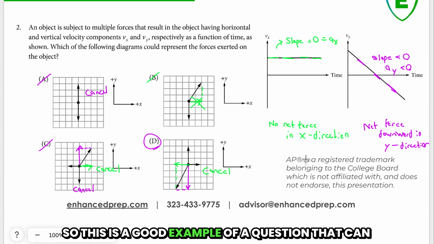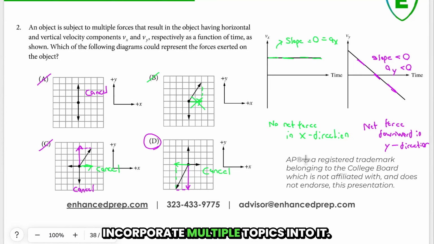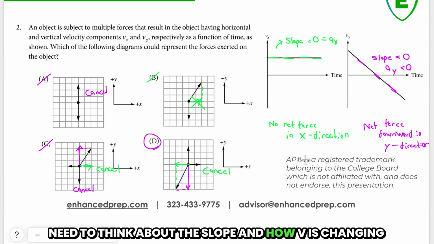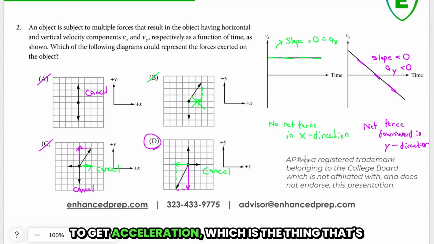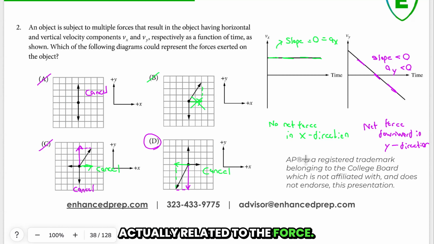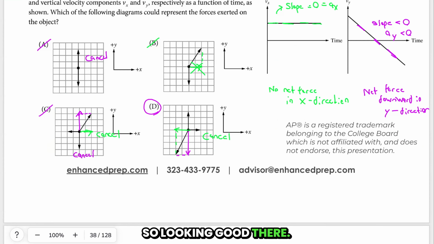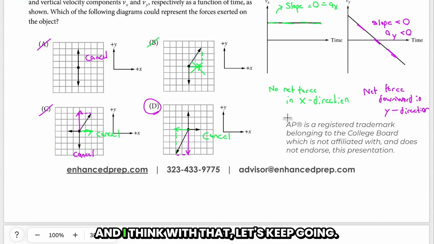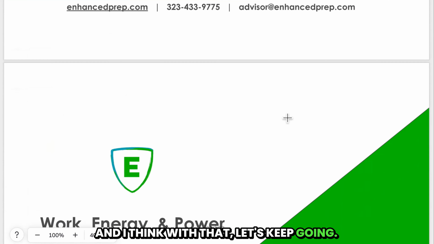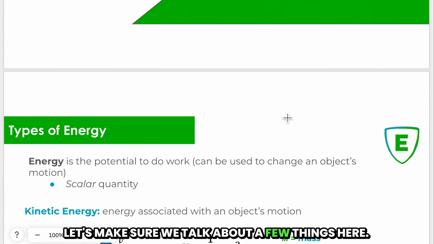So this is a good example of a question that can incorporate multiple topics into it. You need to think about the slope and how v is changing to get acceleration, which is the thing that's actually related to the force. Yeah, so looking good there. And I think with that, let's keep going. Let's make sure we talk about a few things here.